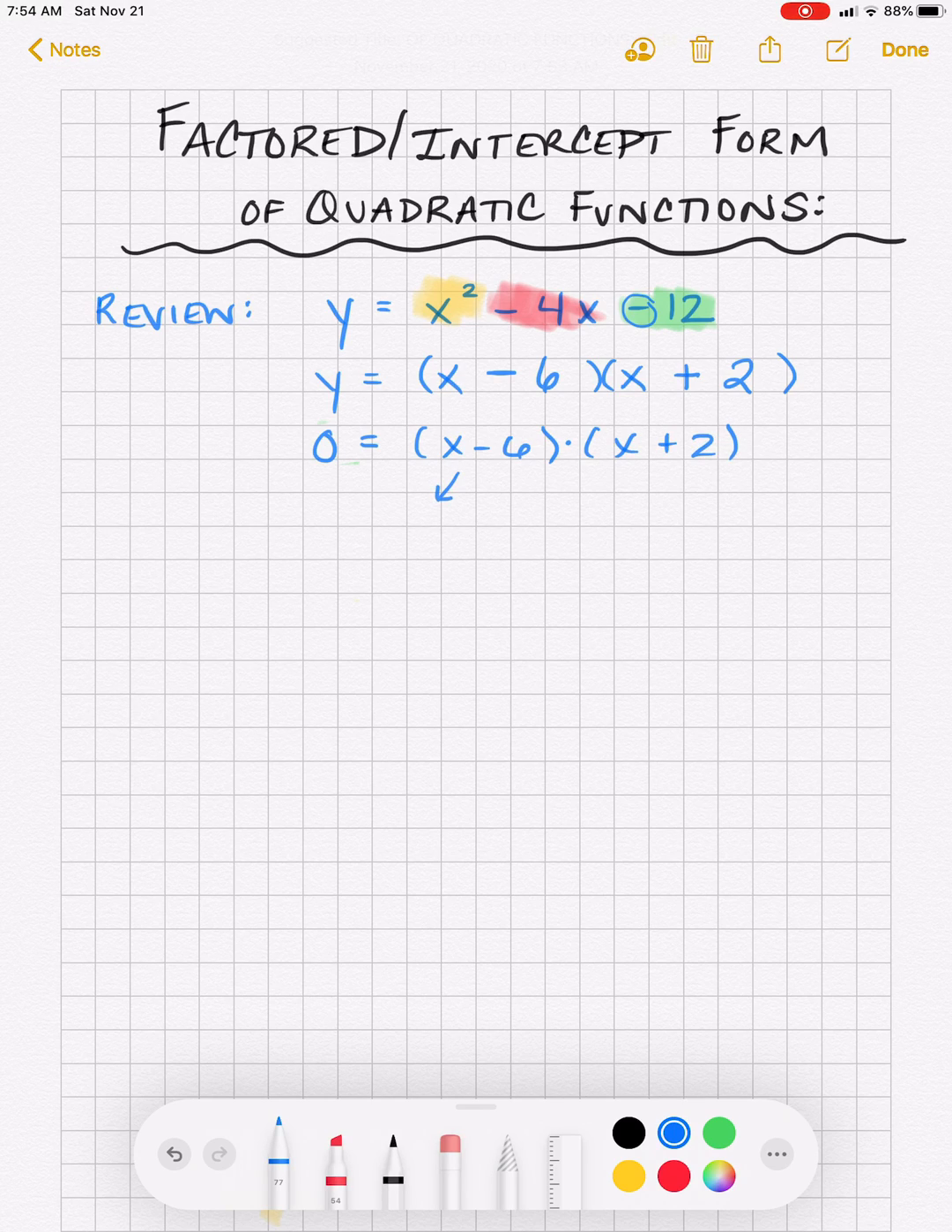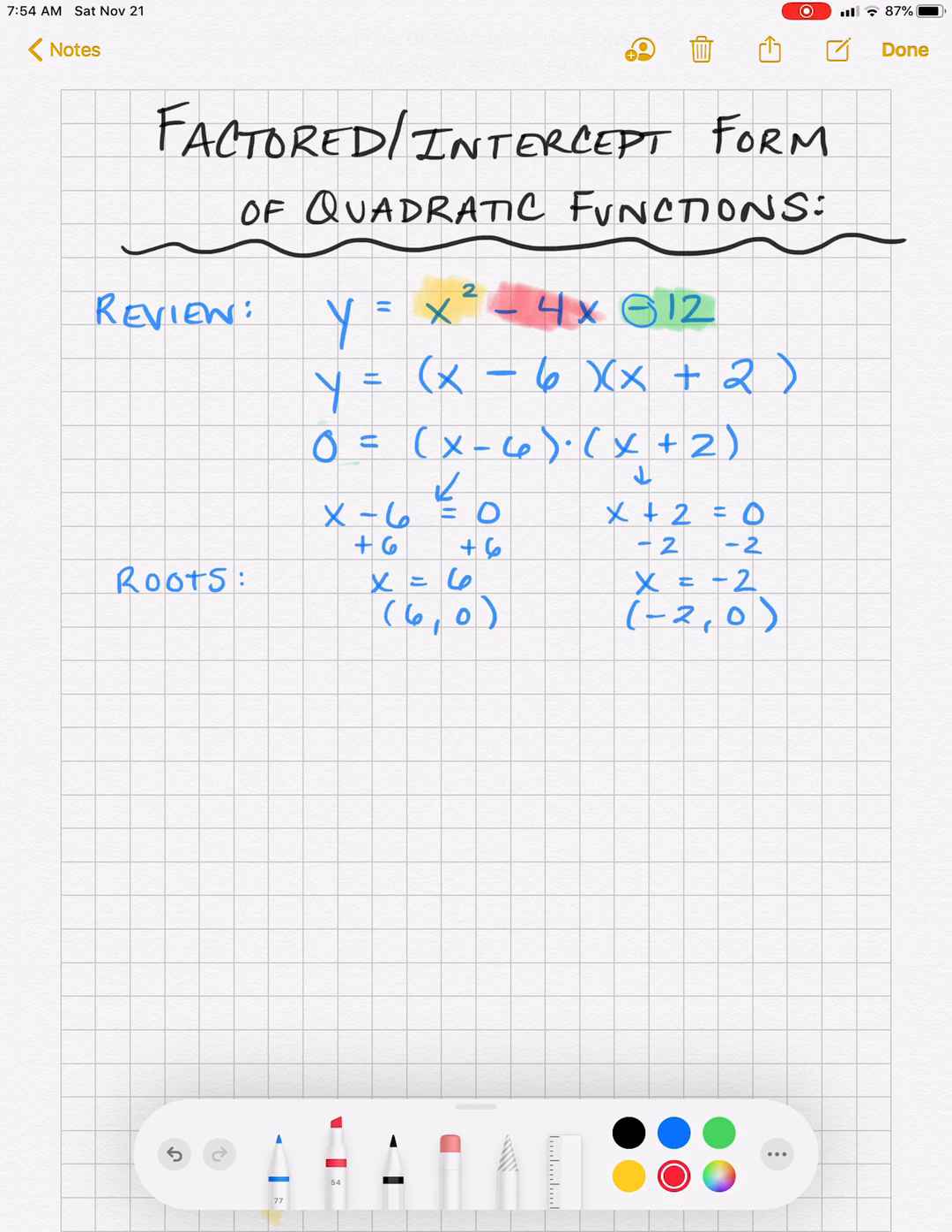If two things multiply to make 0, then that means either the first part, x minus 6, needs to equal 0, or the second factor, x plus 2, needs to equal 0. And when we add 6 to both sides, we get x equals 6, and we subtract 2, we see that x equals negative 2. So by solving these factors, what we are doing is determining the roots of the quadratic equation. And so the roots of the equation are going to be (6, 0) and (negative 2, 0), which means those are the two x-intercepts, okay? Those are the two places where the graph is going to cross the x-axis.